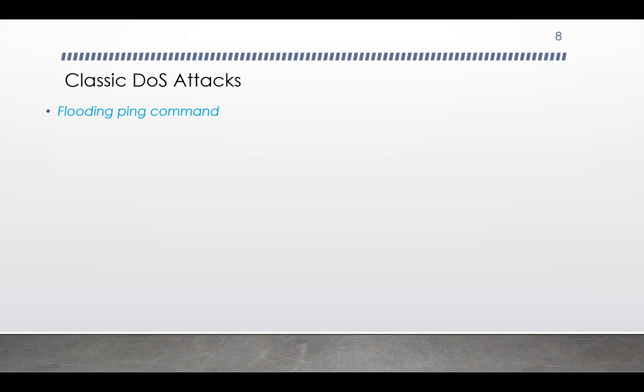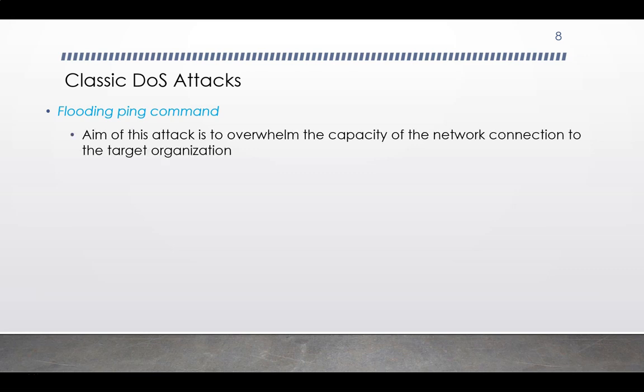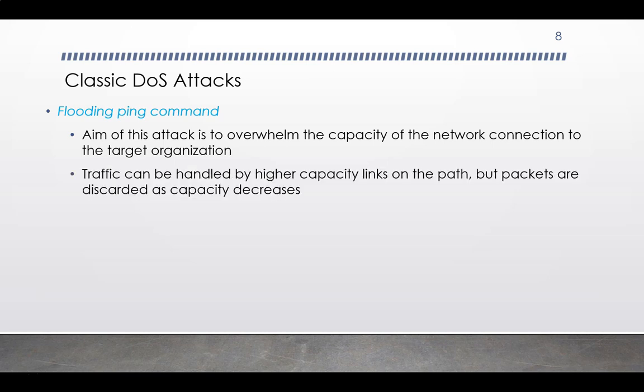Let's look at another classic denial of service attack, the ping flood attack. The aim of this attack is to overwhelm the capacity of the network connection to the target organization. If an attacker has access to a system with a higher capacity network connection, then this system can likely generate a higher volume of traffic than the lower capacity target connection can handle. The traffic can be handled by higher capacity links on the path, but packets are discarded as capacity decreases.